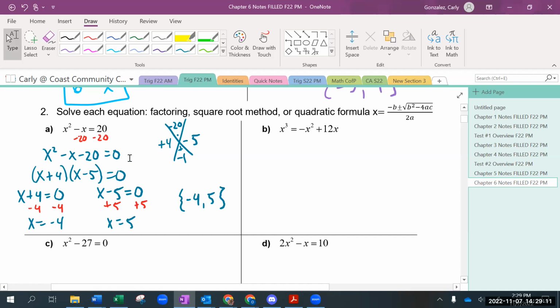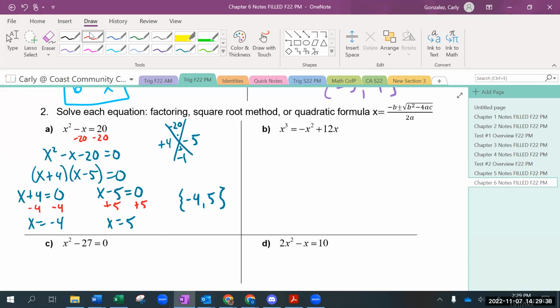And notice our degree of this polynomial is degree 2, and we got two solutions. So let's take a look at B and see how many solutions we'll get here. So first things first, we now have a cubic, and we're hoping to possibly get it down to a quadratic because we have a lot more strategies with our quadratics.